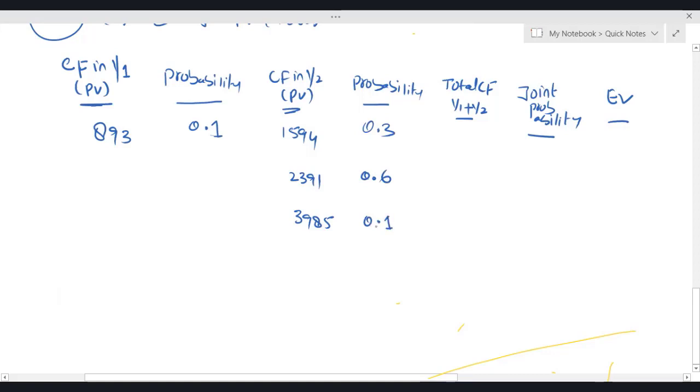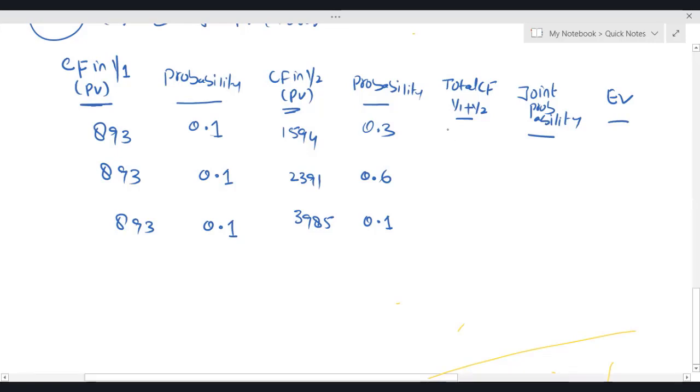So if in year one, the event of cash flow of 893 in present value terms occurs, which has a chance of 10%, then in the second year, actually, there are three possible outcomes. So just for the sake of simplicity, you can repeat this. If you can make first four columns, then the rest of the three columns depend on the first four columns. How will you calculate the total cash flow of year one, year two?